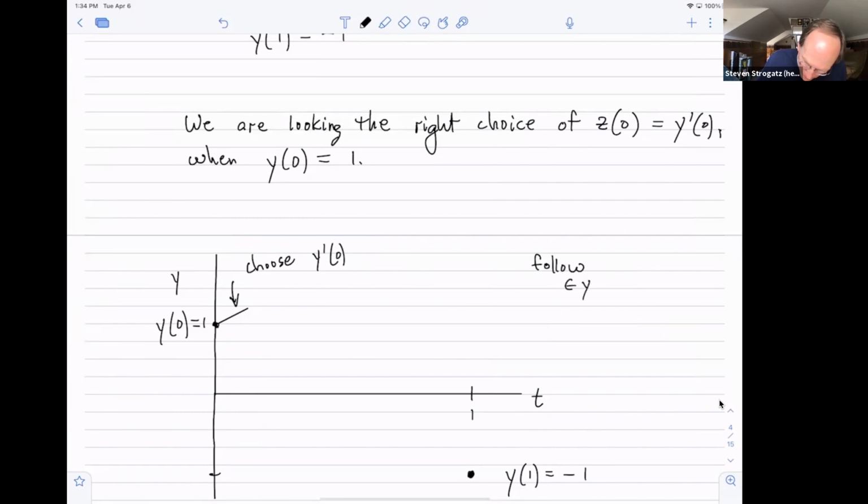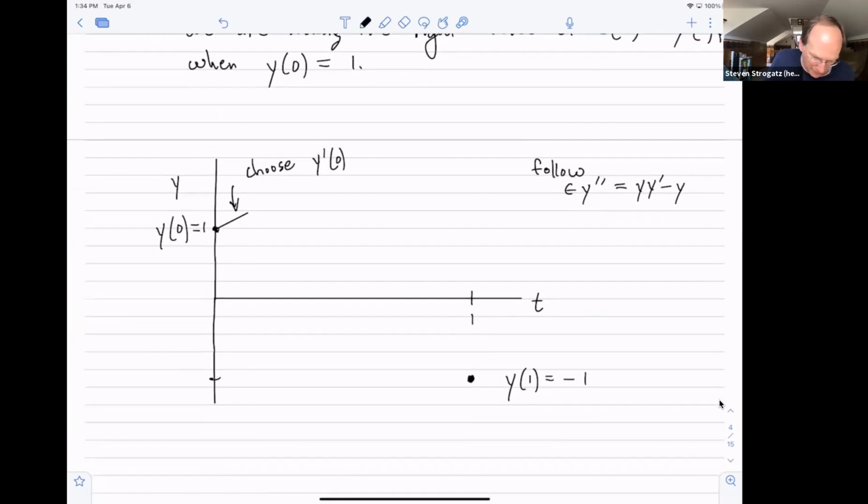So after that, you just follow the rule that epsilon y double prime is y prime minus y. Right? So knowing the y, like here you are at some place, you know your y, you know your slope, that dictates y double prime, that tells you how much to curve. So you can basically just integrate forward, and what will happen is you'll get something. Let me just try to sketch one in. It might look, I don't know, say it looks like that.